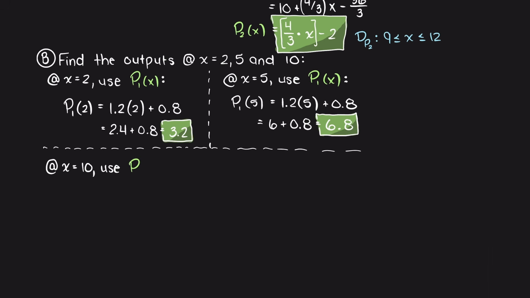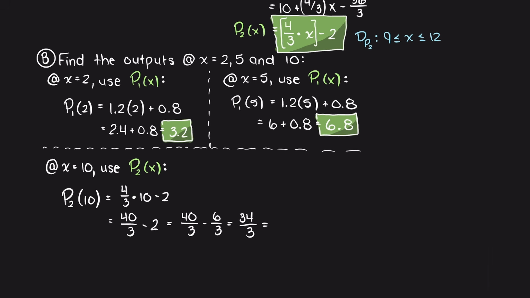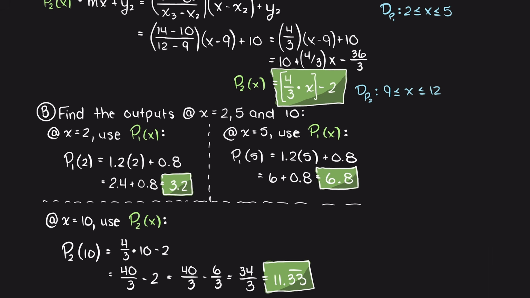Lastly, we have x equals 10, and this falls in the domain of our second interpolating polynomial function, p2. Applying an input of 10, we get an output of 11.33. And there we go. We just answered all the questions that we were asked.